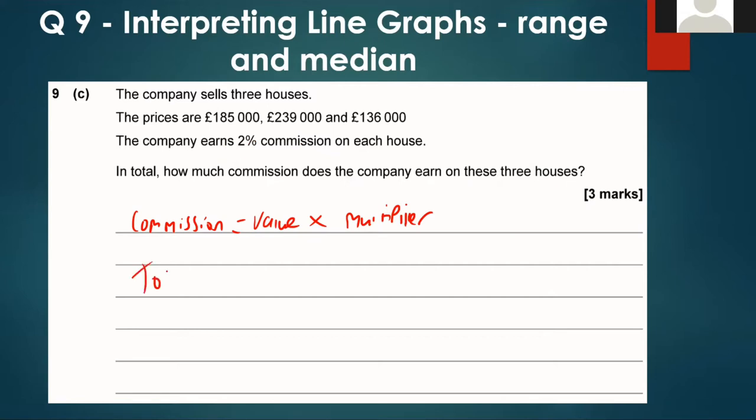So the total value of houses sold each week is going to be the 185,000 pounds, plus the second house, which is 239,000 per week, plus the 136,000. So these are three houses that are sold each week. So the total of that, added together, I can put into my calculator.